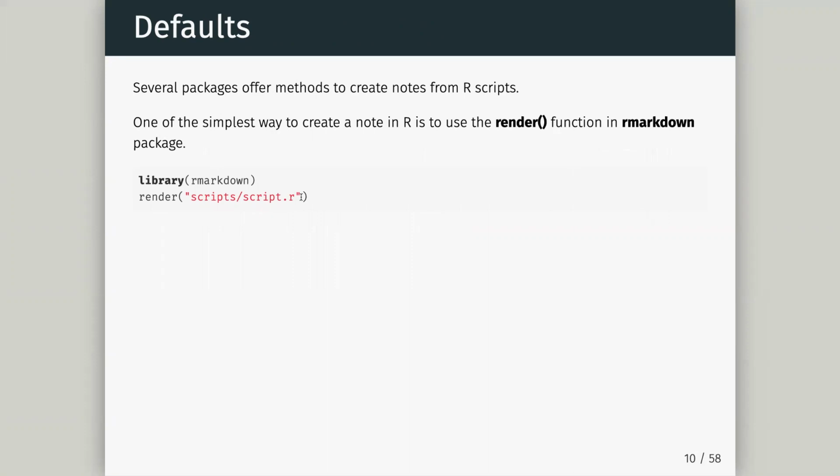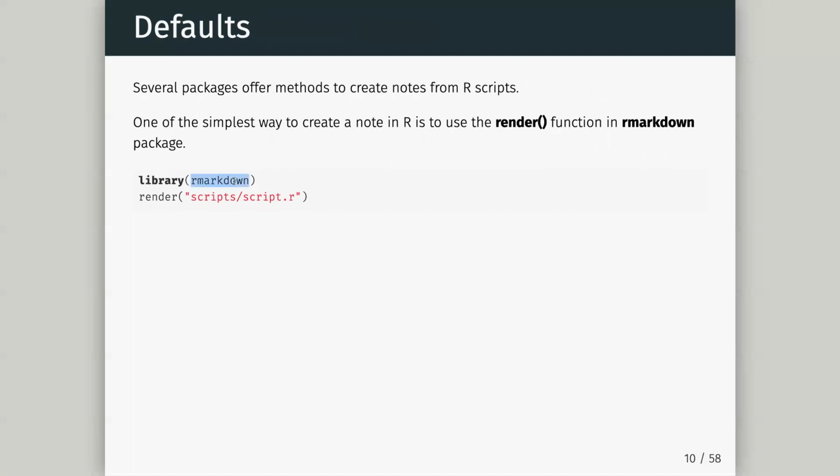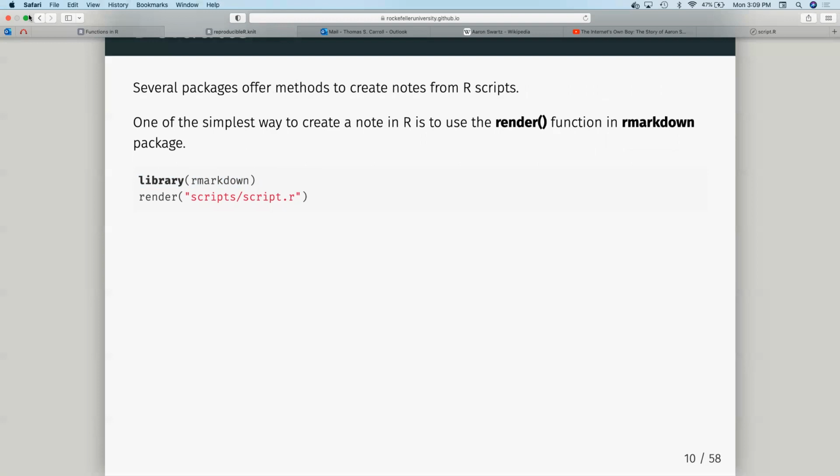Several packages offer various methods to do this, but one of the simplest packages is the R Markdown. And because they're written by the same person, R Markdown and knitr, they overlap in their functionality, and you will use functions from inside R Markdown without really realizing they're just calling knitr functions. But one of the simplest things we can do if we want to recreate what we just did inside RStudio is to load this R Markdown package. If you don't have it installed, we know we can do install.packages, and it will go get everything. And then we run this render script.